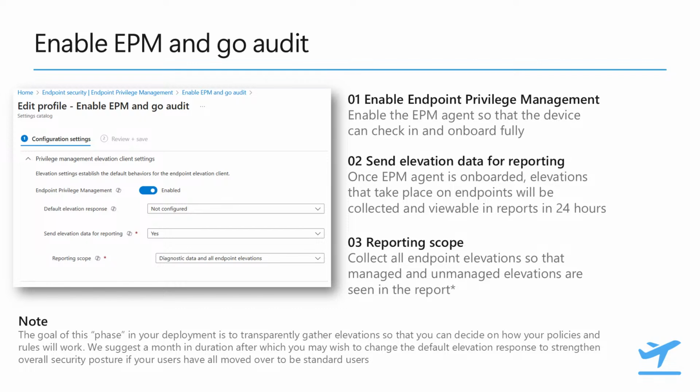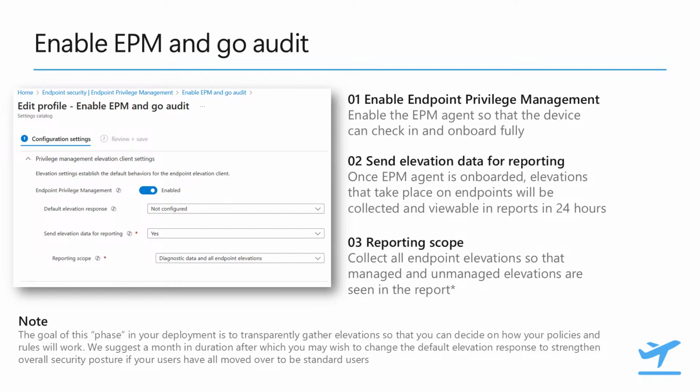Now, the idea here is that we want to observe what's happening with elevations or things that your users are doing in order to trigger an administrative response. What kinds of apps are they using that would ordinarily be running as administrator? Once the EPM agent gets onboarded and enabled, the device gets the policy and starts reporting in the data. You, as the IT administrator, will see the information in the report later so that you can use one of the later tips in this slide deck in order to understand exactly what to do.